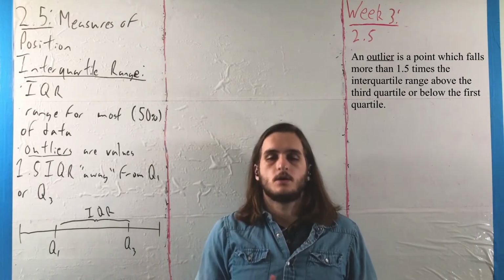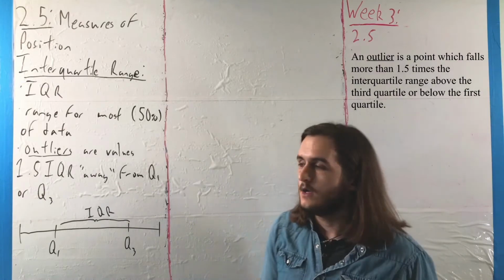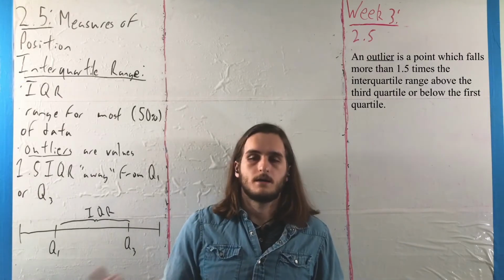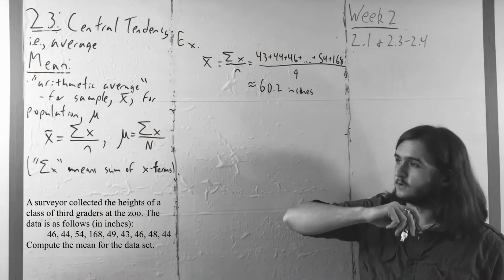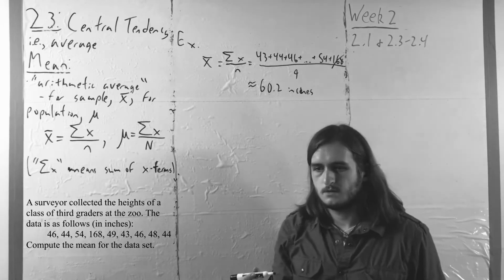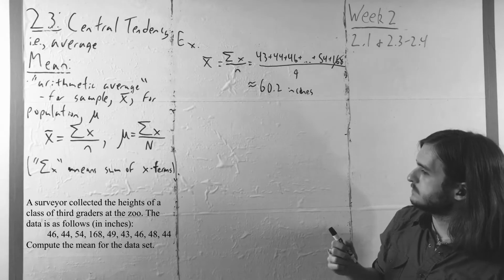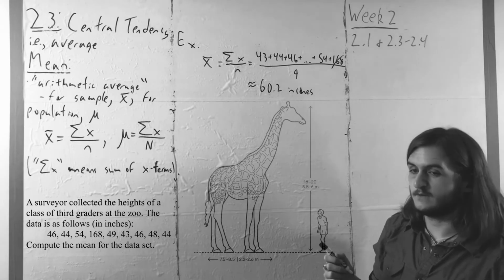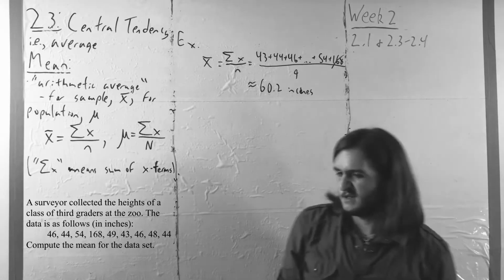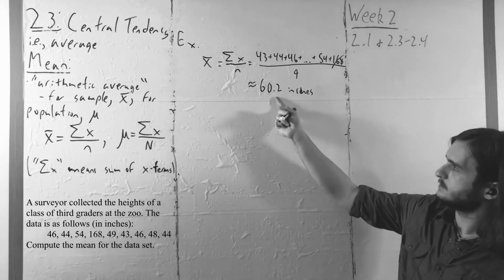And to understand this, we're going to go back to an older example. So from back in 2.3, when we talked about that stuff with the zoo, illustrating measures of central tendency, we had that unusual height that corresponded to a giraffe. We had that height of 168 inches in our data set of what was supposed to be third graders.